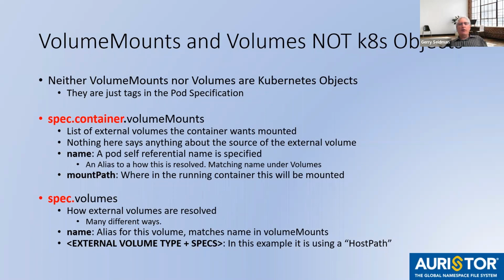Okay, and I also want to stress that the volume mounts, if you know how to read JSON search notation, are under the spec.containers. Namely, there's volume mounts for each container. Remember, you can have more than one, but the volume definition is at the pod level. The actual definitions of the external storage are at the pod level.